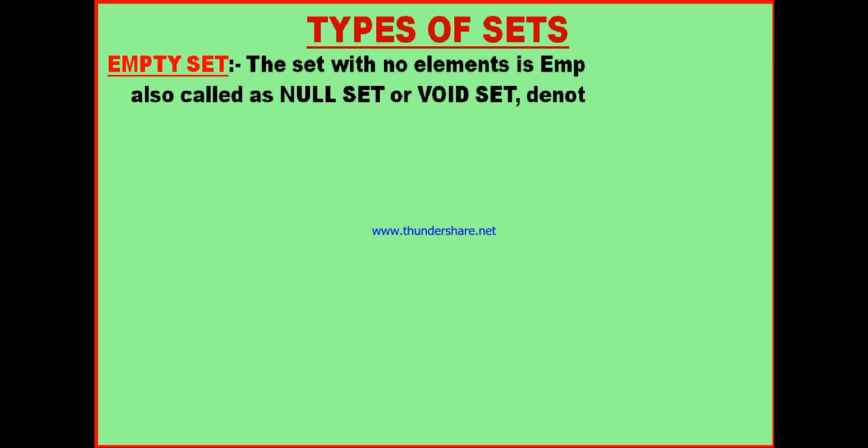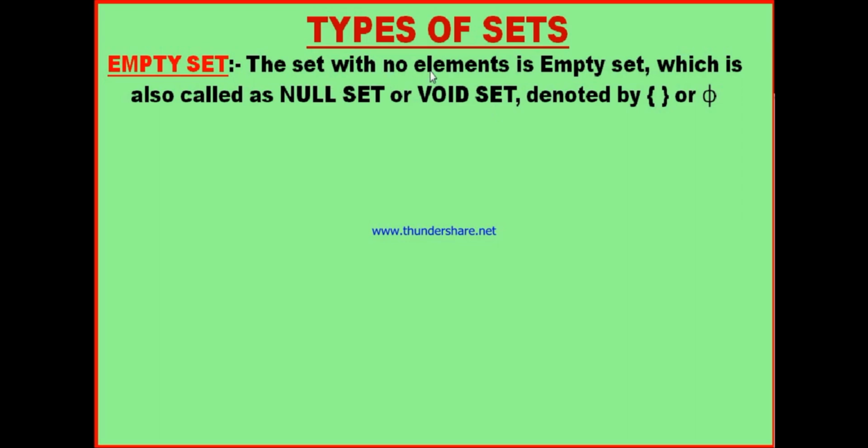The first type of set is an empty set. The set with no elements is called an empty set, which is also called a null set, or a void set, and it is denoted by set brackets with no elements or the symbol phi. You should read this as phi.